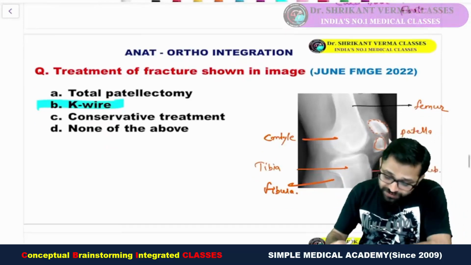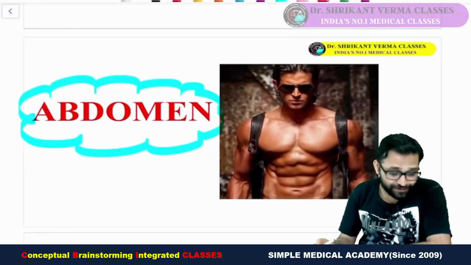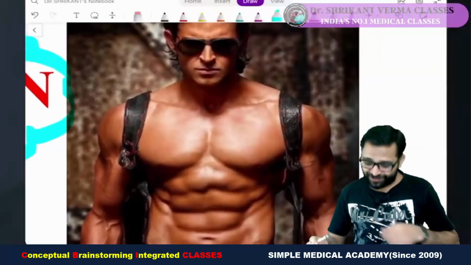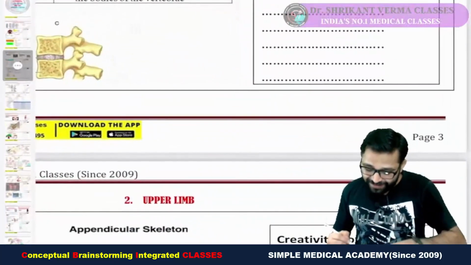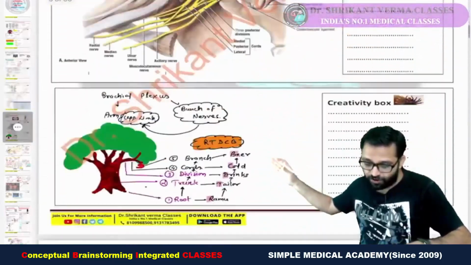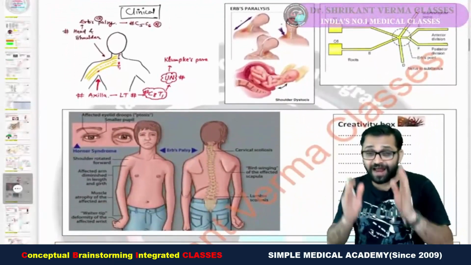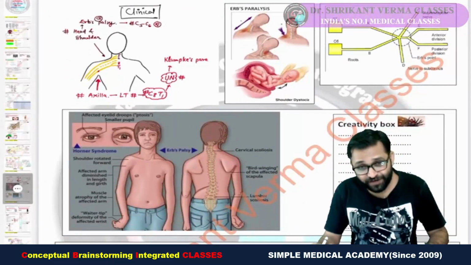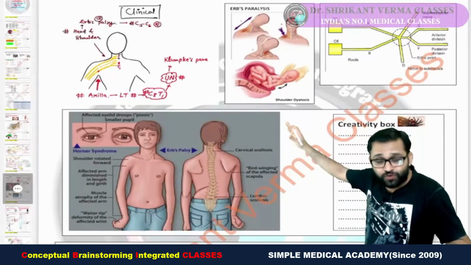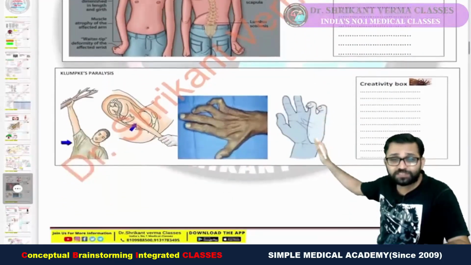Fine. Now see here, further, whenever we start the abdomen topic, now we are coming to the abdomen, we start from our six-pack abs of our, yes, Hrithik Roshan sir. At the time of the class, in the upper limb we discussed all these muscles and all this clinical in the rapid revision. Yes, you can get this PDF at our platform, the NLC platform, Dr. Shrikant Verma classes platform. On both platforms you can get many free videos and the keynotes. You can get this PDF, 30 pages of anatomy.